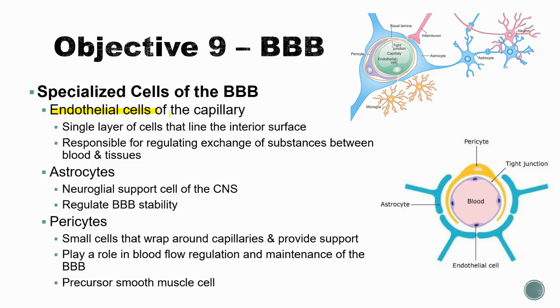One are the endothelial cells, and these are just going to be the cells that line the capillary. Okay, there's just a single layer of cells, but they're going to have these tight junctions that help to make it to where not every molecule can easily cross. And so they're going to exchange the basic movement of substances between the blood and the tissue.